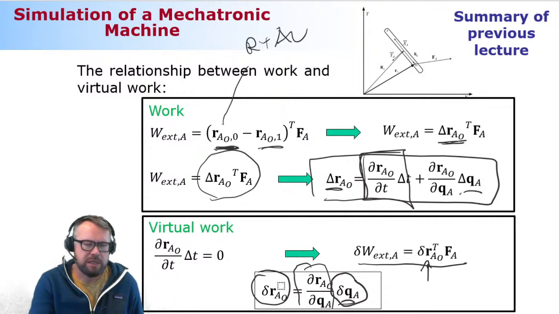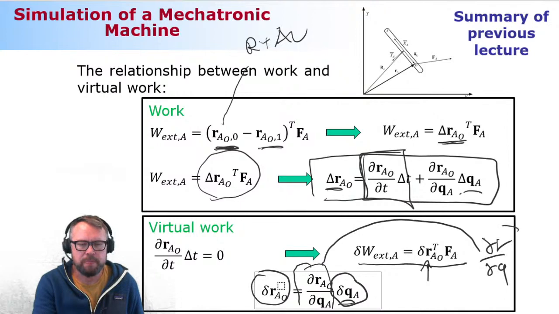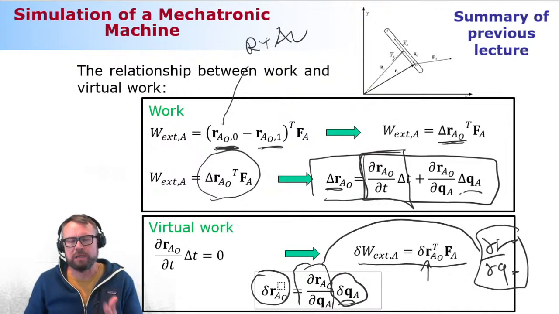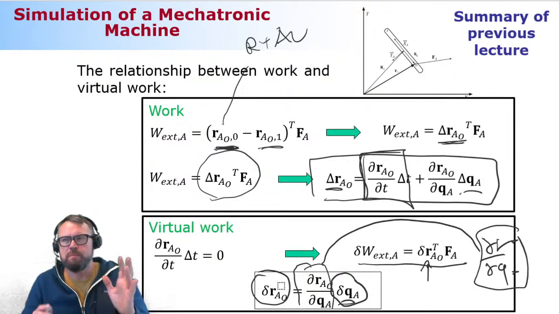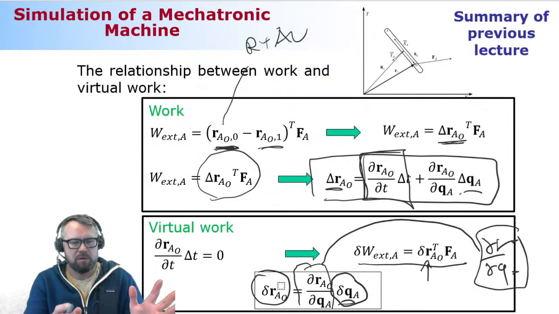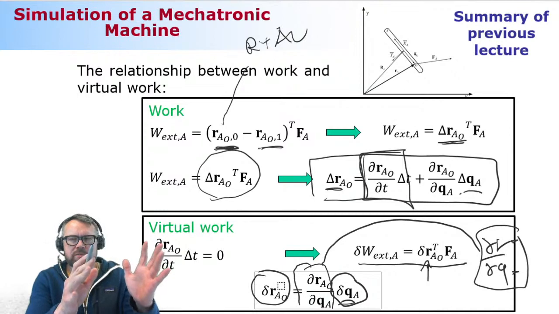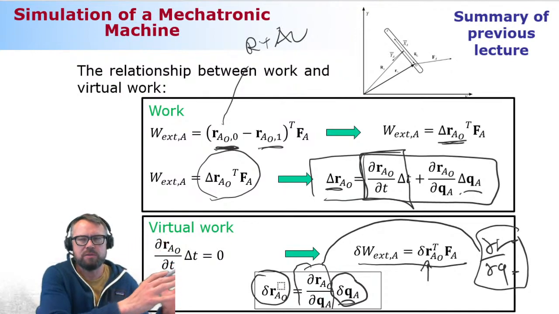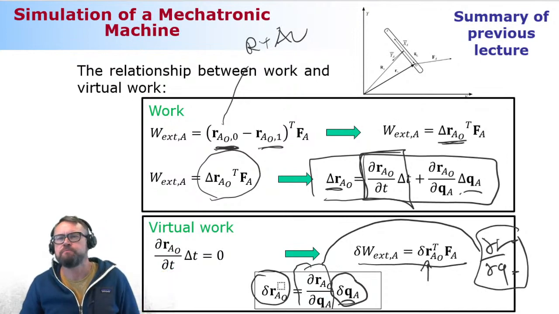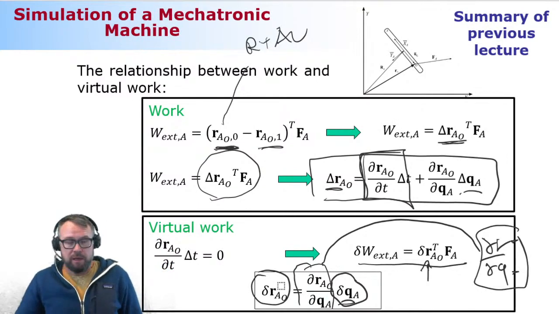How does it relate those things? With the help of this guy here, which is again partial R, partial Q. R is a vector of two components. Q is a vector of three components. So this obviously will be a matrix having two rows, three columns. And that's the mapping that converts our force from global coordinates to be expressed in terms of generalized coordinates.